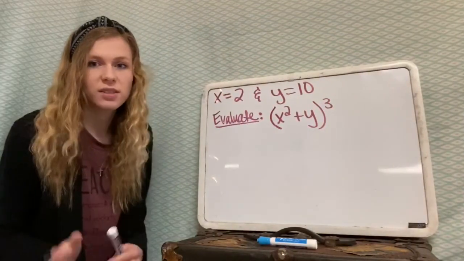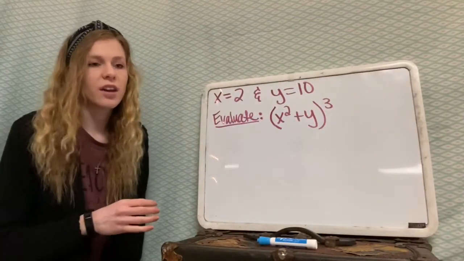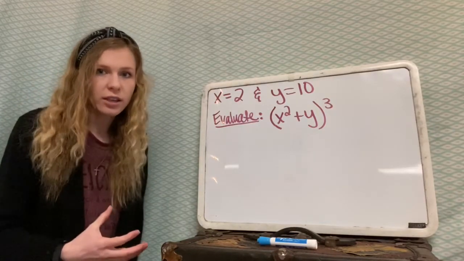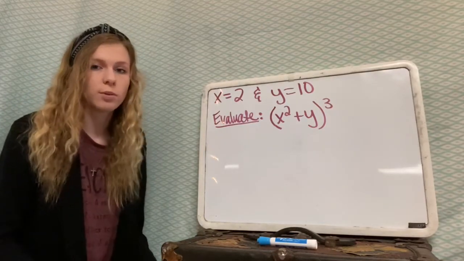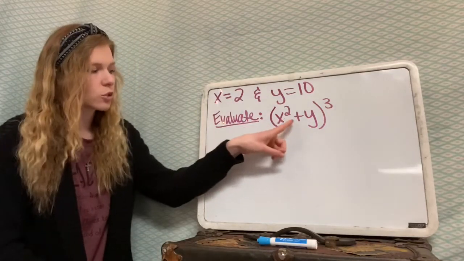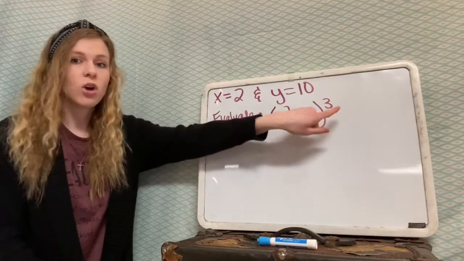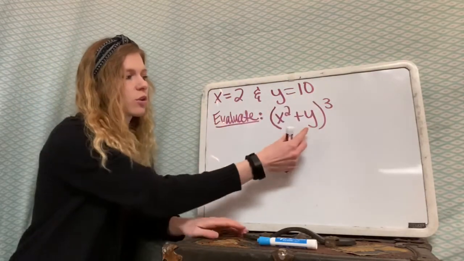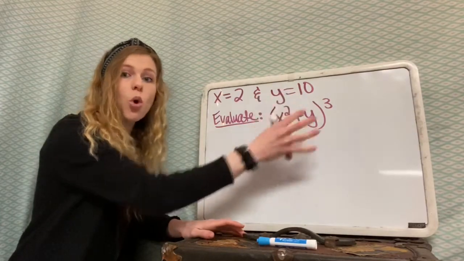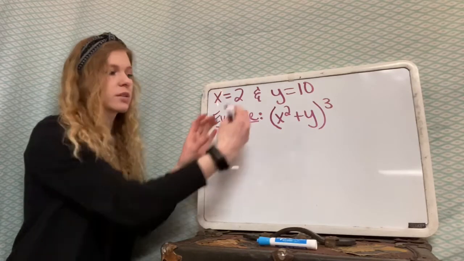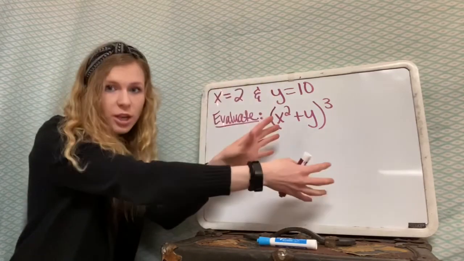I've got my second example up here, and I'm not exactly sure what my students were doing, but I saw a variety of answers for this problem. So I'm going to show you how to properly evaluate (x squared plus y) all cubed. The important thing to realize is that I have parentheses around this whole chunk, so this whole thing is cubed. That would mean (x squared plus y) times (x squared plus y) times (x squared plus y).